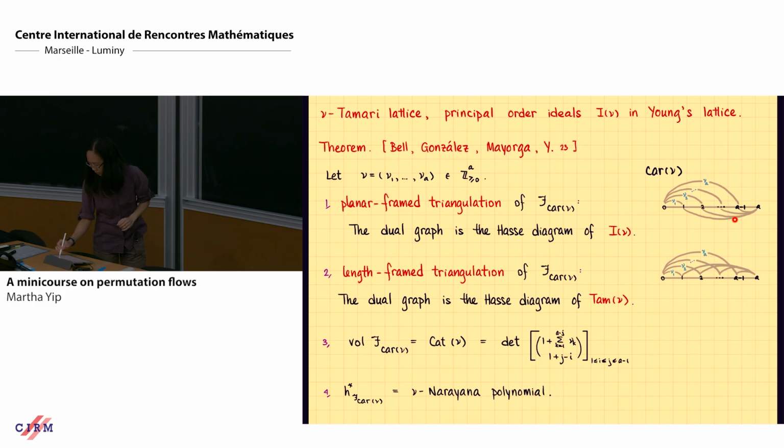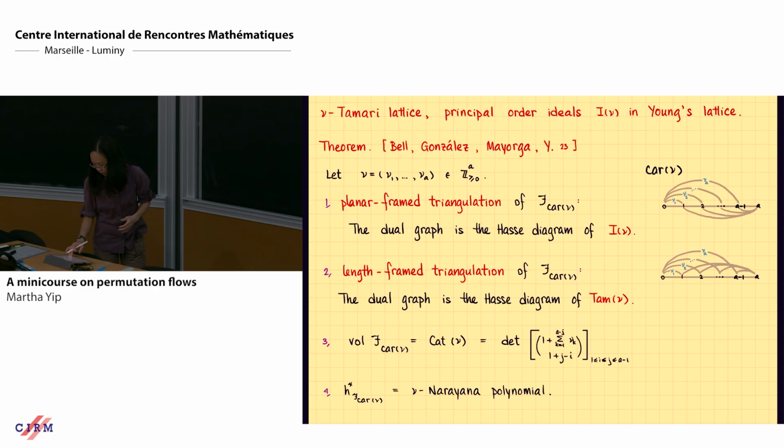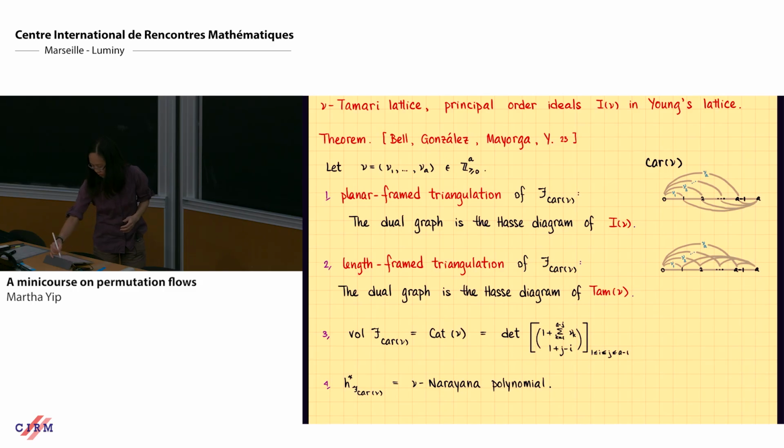Okay, flip these arcs up here, change the framing so it looks like that. We called it the length framing, but anyhow, the dual graph turns out to be the Hasse diagram of the new Tamari lattice. More pictures in a second.